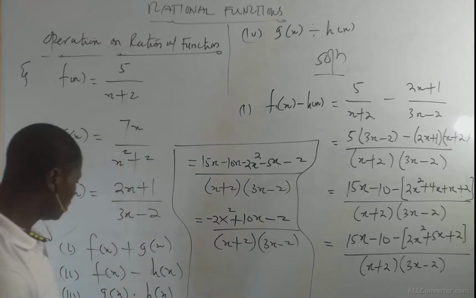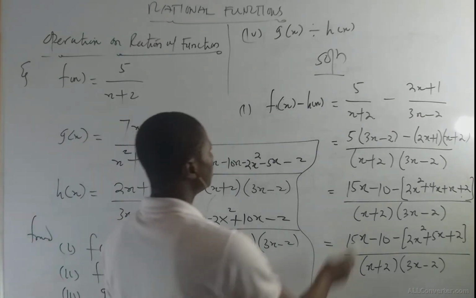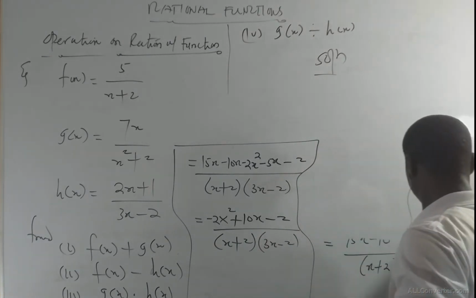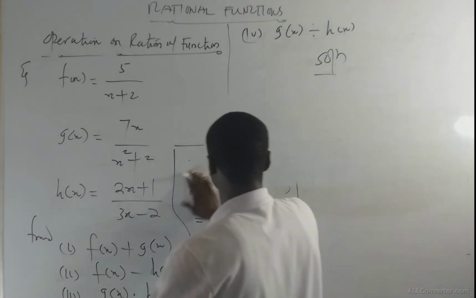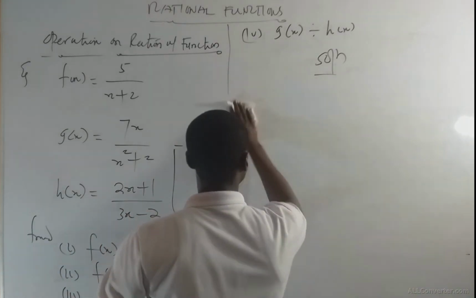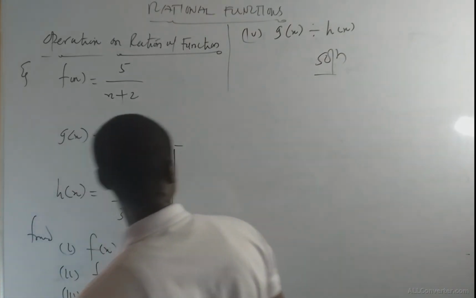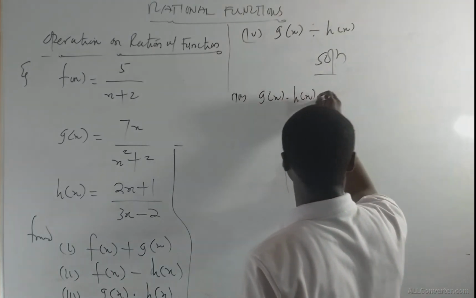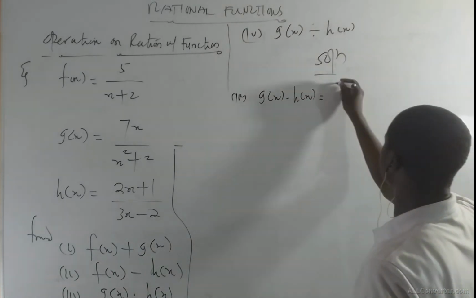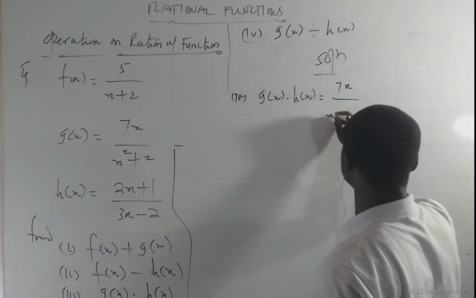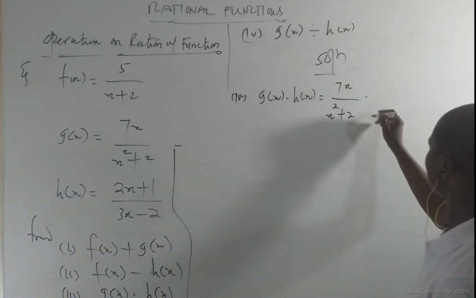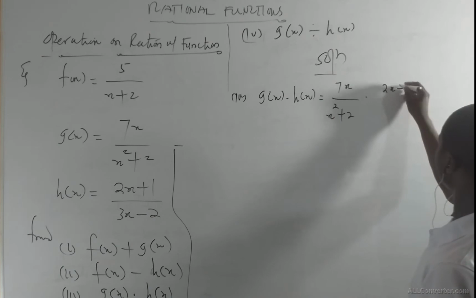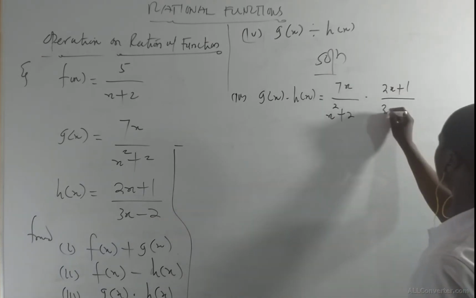So now we continue with g of x dot h of x. So now we simplify g of x dot h of x. Okay, so the third question, we are asked to find g of x dot h of x. Now g of x, the function, is 7x over x squared plus 2. Dot, that means we are supposed to multiply by h of x. And h of x is 2x plus 1 over 3x minus 2.